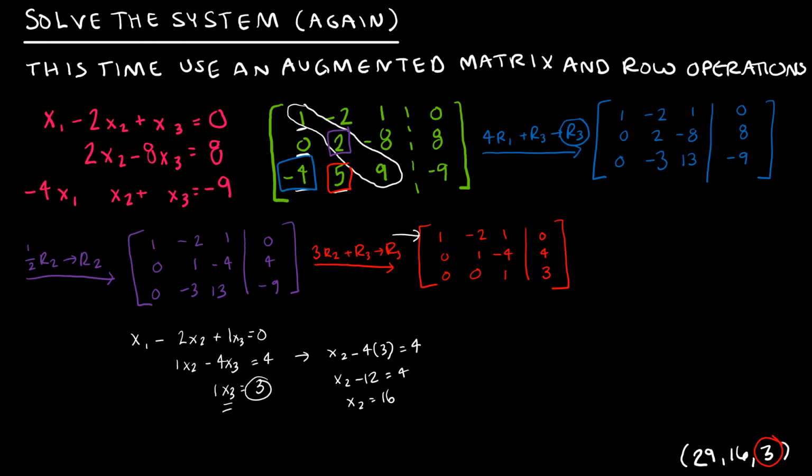And again, that's the correct answer. Then I can take 3 and 16 and substitute those back into my original equation. So x1 minus 2 times 16 plus 3 equals 0. x1 minus 32 plus 3 is 0. x1 minus 29 is 0. x1 is 29. And again, I've solved the system. So this is using back substitution.